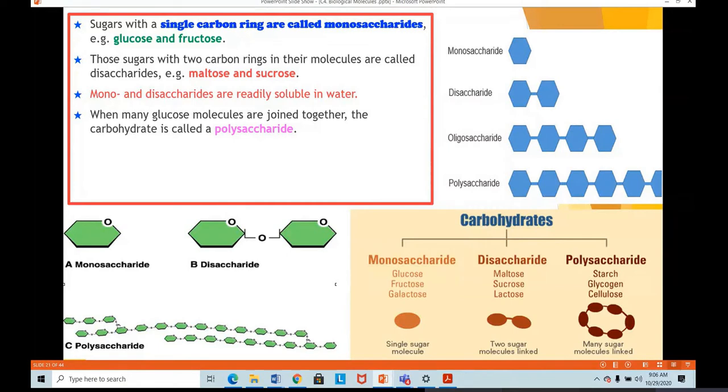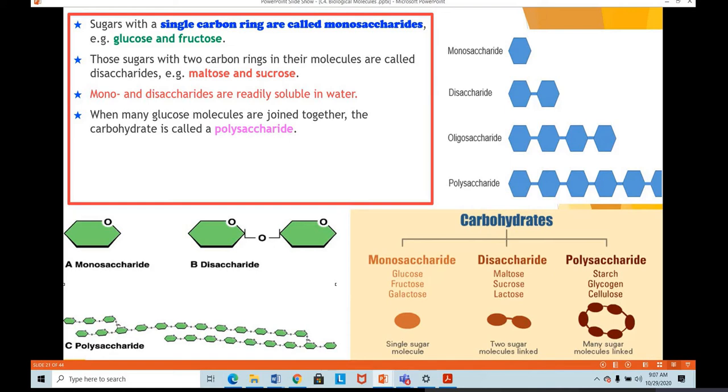Can someone explain what are monosaccharides with examples? Yes, go ahead, sweetie. Monosaccharides are the molecules that have a single carbon ring. Okay, can we say single carbon? Yes, we can say single carbon ring. That is also correct, and single sugar molecule also can be used. Excellent. Examples can be glucose and galactose. Very good. Thank you so much, sweetie.